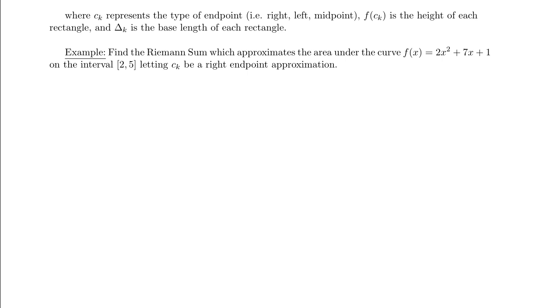So for this example, we want to find the Riemann sum, which approximates the area under the curve f of x equals 2x squared plus 7x plus 1. And we're doing this on the interval 2 to 5. And we're letting ck be the right endpoint approximation. So the first thing that I like to do is draw out the interval 2 to 5. And we're going to break it into n arbitrary pieces. So I'm just going to write some tick marks. Okay, so these are n equal pieces.